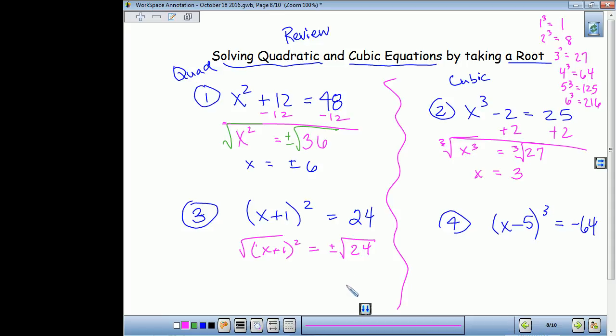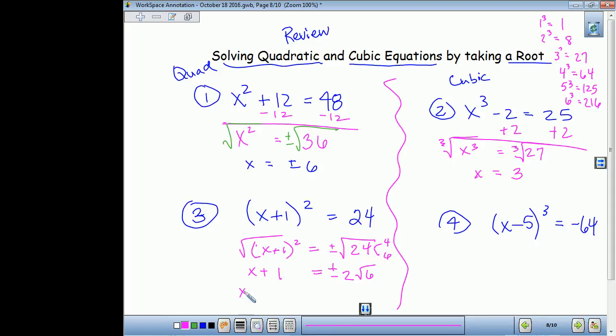Can I simplify the square root of 24? Yes. What does it break down into? So it's plus or minus 2 roots of 6. Correct, Maddie. We get 2 answers, positive and a negative, when we take an even root. And when you take an odd root, you go by the sign.